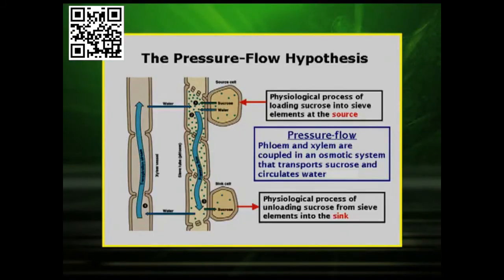So, to conclude, looking into the following figure of the pressure flow hypothesis, we see the physiological process of loading sucrose into the sieve element at the source. In the pressure flow, phloem and xylem are coupled in an osmotic system that transports sucrose and circulates water, and the physiological process of unloading sucrose from the sieve element into the sink.